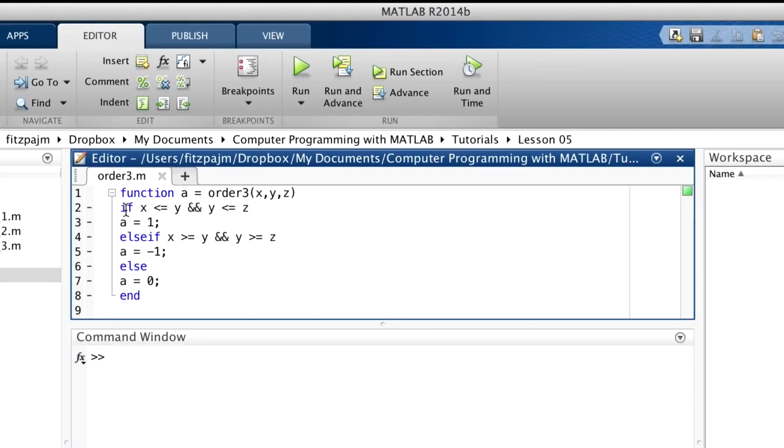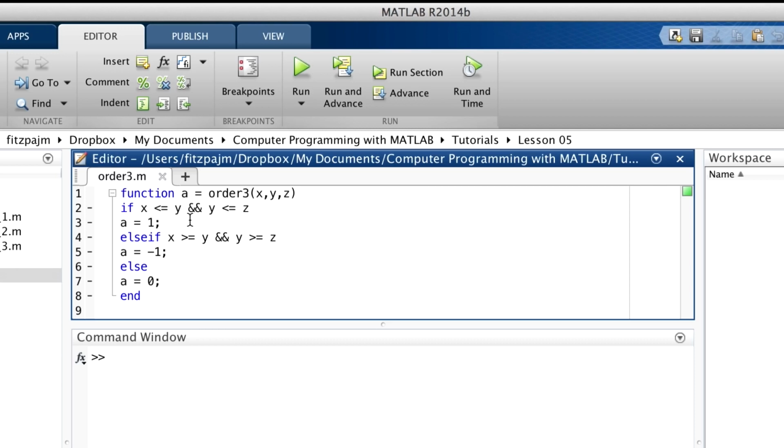It uses an if-else statement with the logical AND operator, here and here. And here's how it works. The first condition in the if statement says x <= y && y <= z. This double ampersand is the logical AND operator.